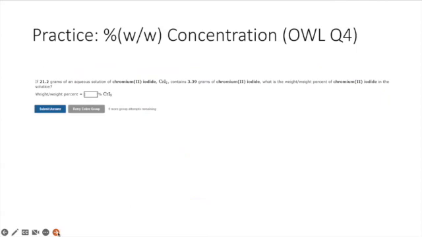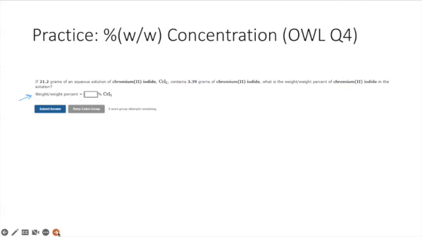Sometimes you can't just figure out that it's percent weight. It needs to tell you, just the same way it needed to tell you they wanted you to solve for big M. And so here the problem reads, if I have 21.2 grams of an aqueous solution of chromium iodide that contains 3.39 grams of chromium iodide, what is the weight percent in the solution? It might be a little confusing because they both say chromium iodide, and what the heck am I supposed to do with that?